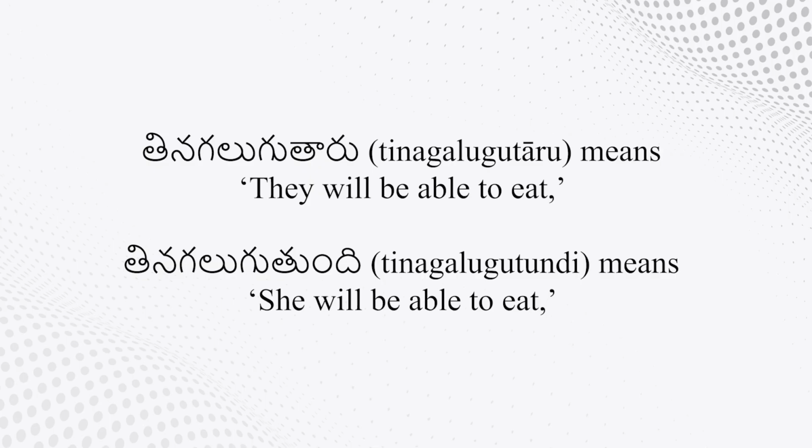Example is తినగలుగుతారు. They will be able to eat. తినగలుగుతుంది. She will be able to eat. In each case, the marker galugu remains constant to indicate ability, while the suffix changes according to the subject. Thus, this structure clearly expresses future potential ability. The marker galugu shows capability, while the future suffix indicates when the action can occur.